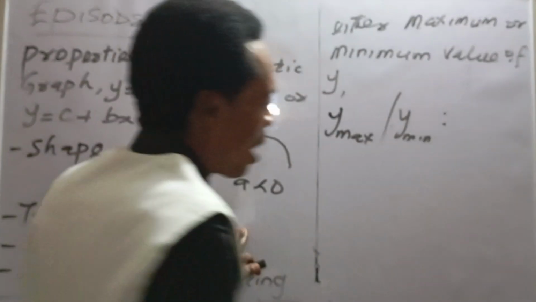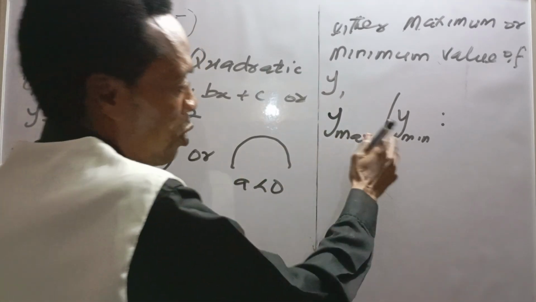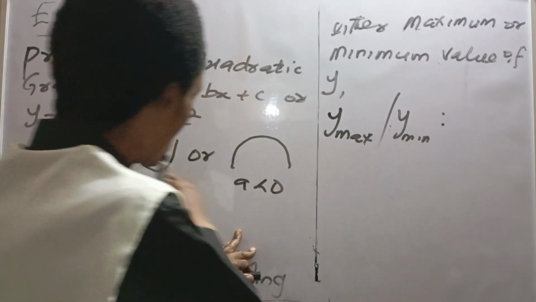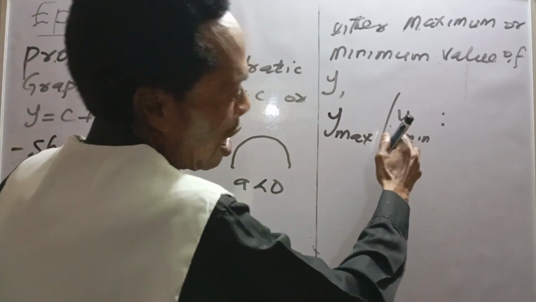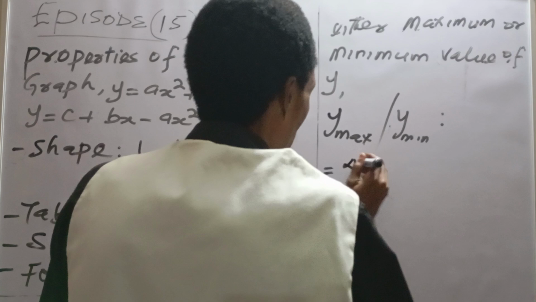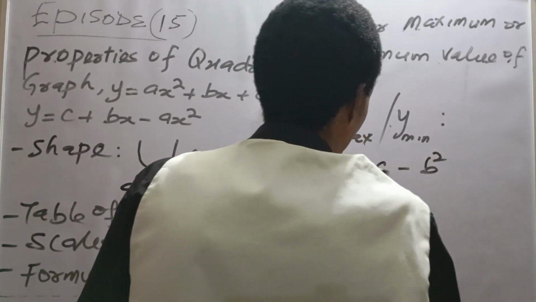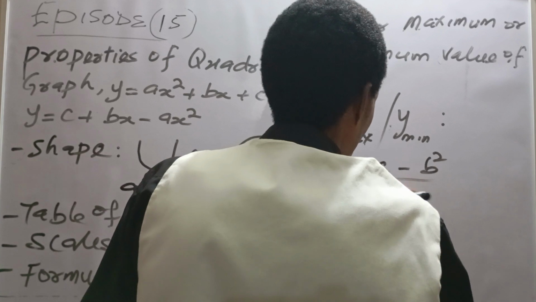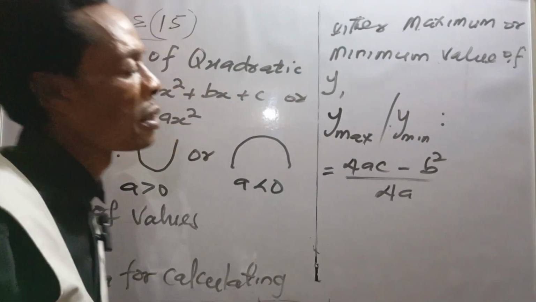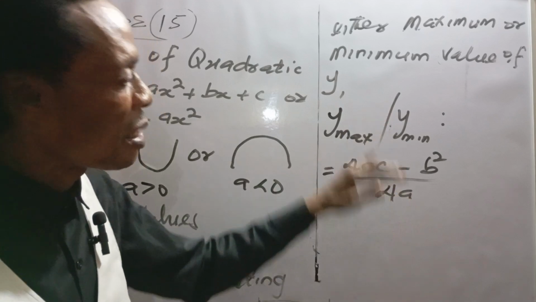If you want to calculate the maximum, you use this one, y maximum equals... If you want to calculate the minimum, you use this one, which is y minimum, and you say equals 4ac minus b squared, all over 4a. Okay? So this is the formula for both, either calculating maximum or minimum.